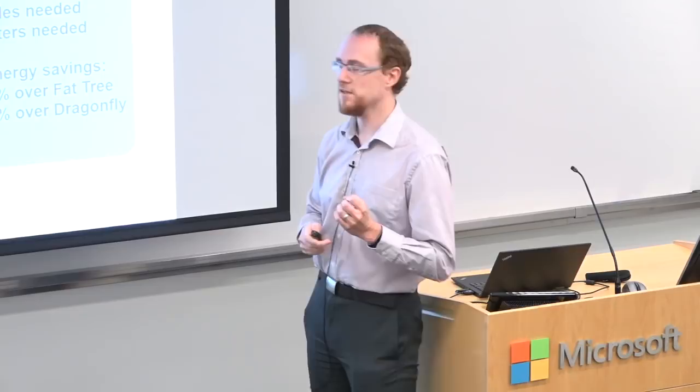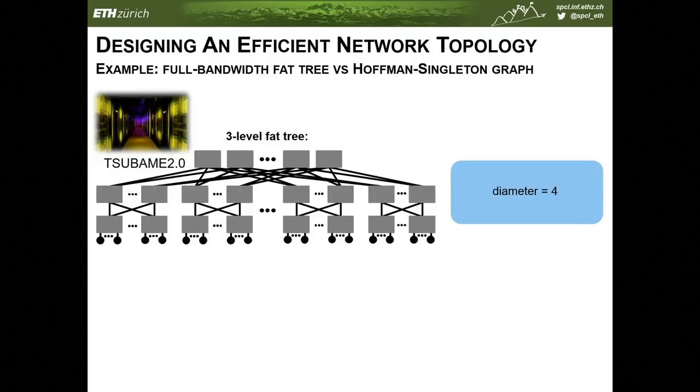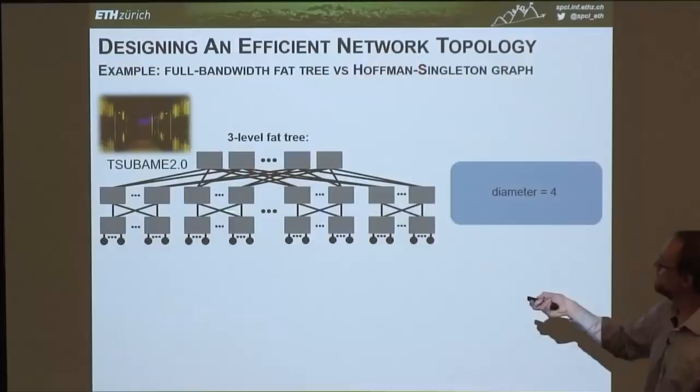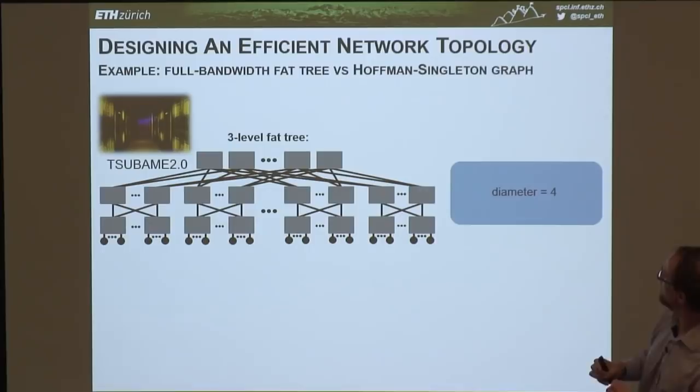Let me look at an example. So we have an example that's a full bandwidth fat tree. This is, in fact, a machine that has been deployed in Japan. That's the Tsubame 2.0 machine that has a three-level fat tree. So this is just a normal fat tree. We have these switches, three levels, level one, level two, and level three. Okay, we have the cabling, as I showed before. It's, I think, 24 or 36 port switches. I'm not so sure. Half of the cables going down, half of the cables going up. Very simple topology. This is a diameter 4 topology.